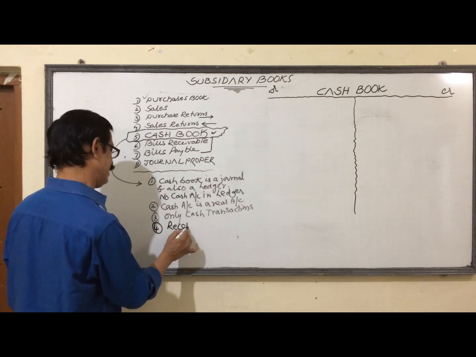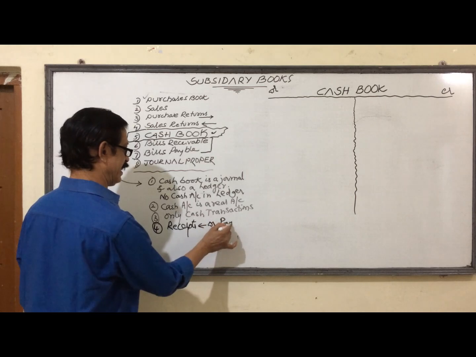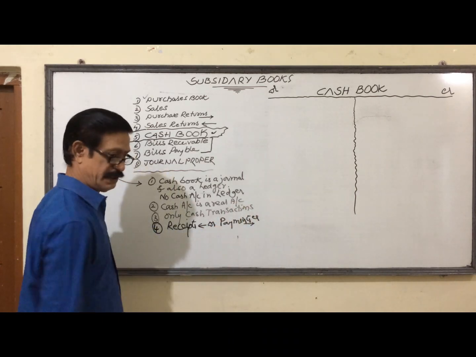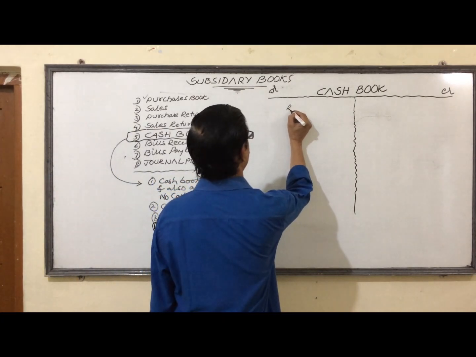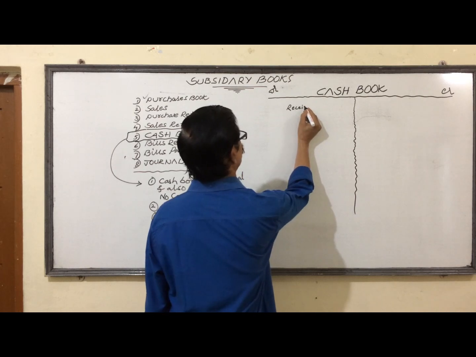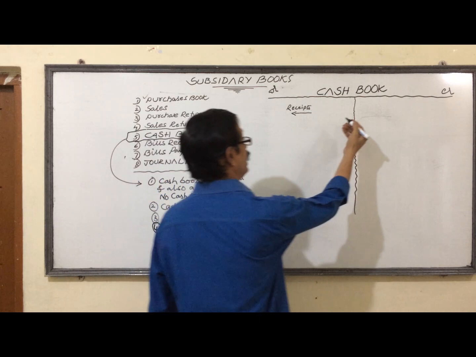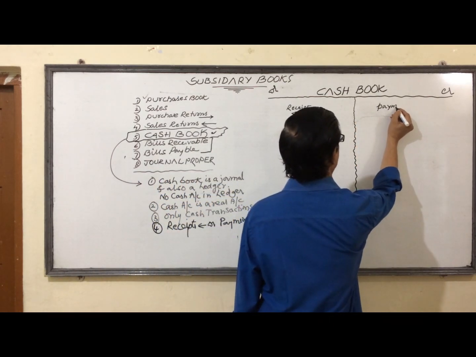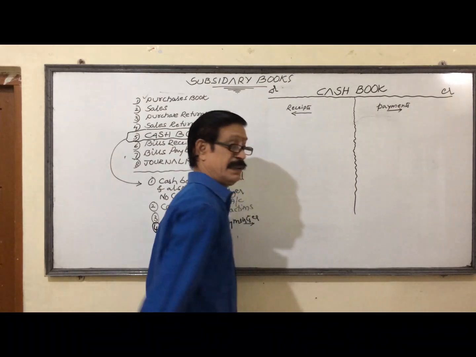Receipts are on the debit side. Payments are on the credit side. Whenever money is coming, whenever we receive money, it is entered on the debit side. Whenever money is going, whenever we pay cash, the payments are on the credit side. Understanding?